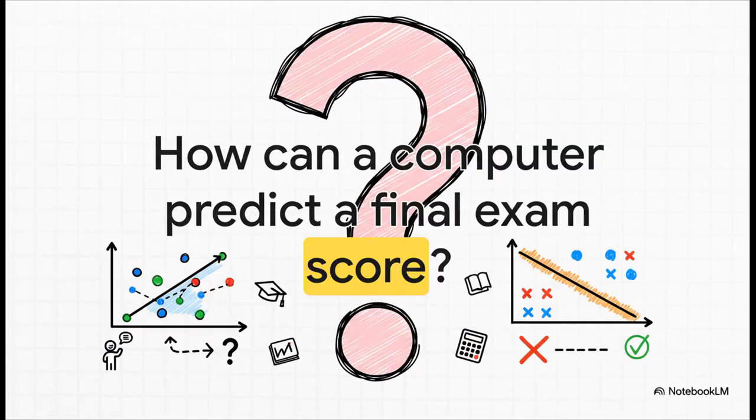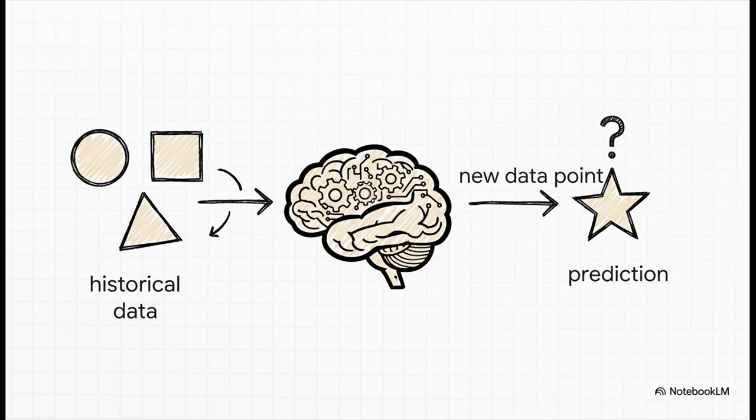So just think about this for a second. How can a machine take one number, like the hours you studied, and then predict a completely different number, like what score you're going to get on an exam? It almost feels like magic, but it's really just a beautiful, logical process. Because at its core, that's all machine learning really is.